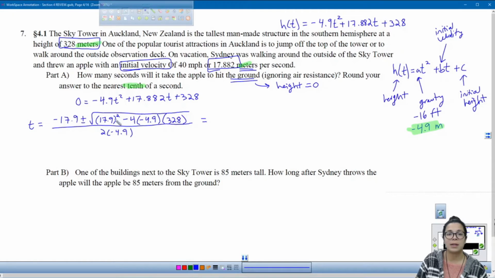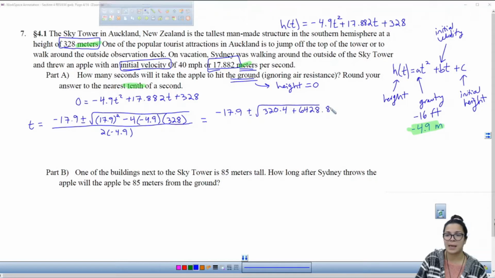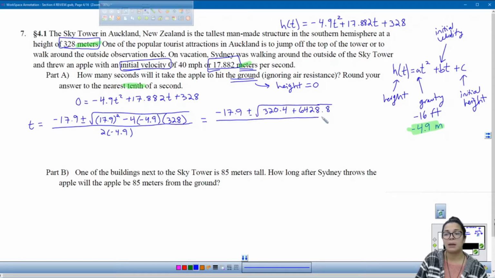Okay. So now let's simplify in parts. I'm going to bring over the -17.9 plus minus. Now 17.9 squared, if you round it to the nearest tenth, is 320.4. And the -4 times -4.9 times 328, rounded to the nearest tenth, is positive, so plus 6,428.8. Then the denominator, 2 times -4.9, is -9.8.